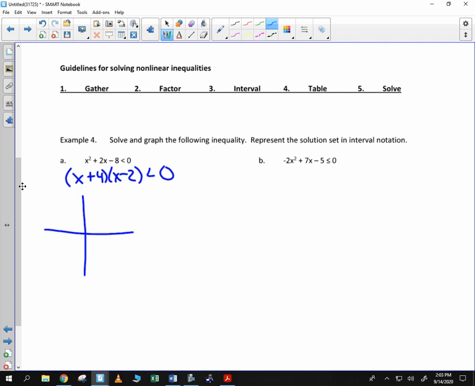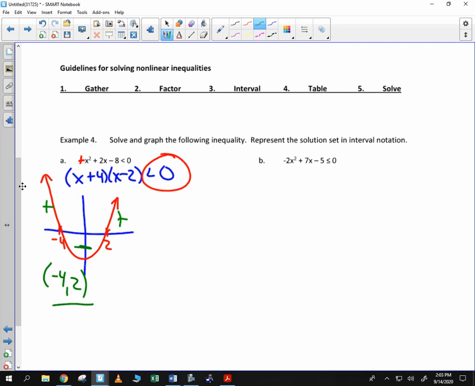I have to produce a graph or do a number line test. As I produce a graph, I plot -4 and +2. I know that this graph goes up because it's a positive x squared. And the question is, where is it less than 0? Where is it negative? It's positive here, positive here, and negative down here. So it's below the x-axis from -4 to +2, and that's my solution. You can see how quickly it goes.